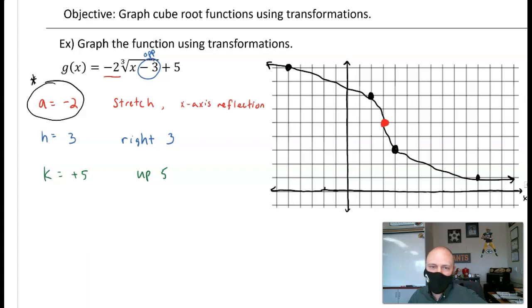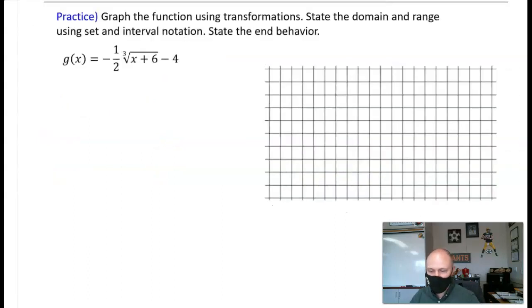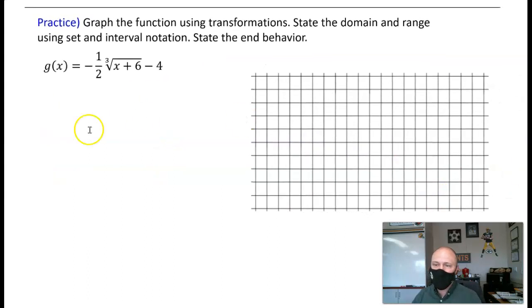All right, here is your last practice problem. Give this one a go. Pause the video. Remember, identify a, h, and k. And then graph the rest of the points.